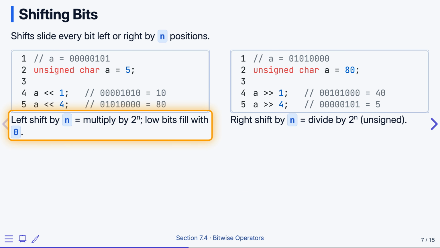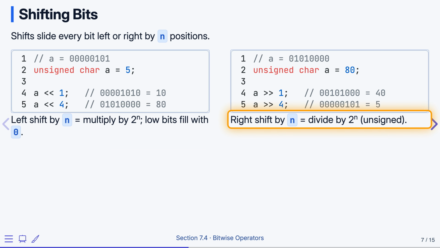The last 2 operators are the shifts. On the left, shift left, written with 2 less-than signs. Take a equals 5, binary 00000101. Shift left by 1 and every bit moves 1 place left, giving 10. Shift left by 4 gives 80. So shift left by n multiplies by 2 to the n, and the low bits fill with 0.